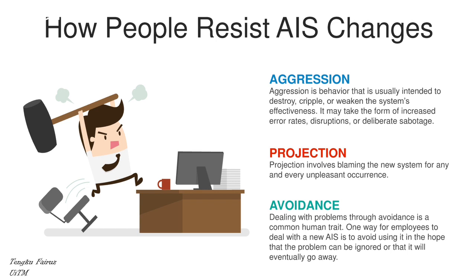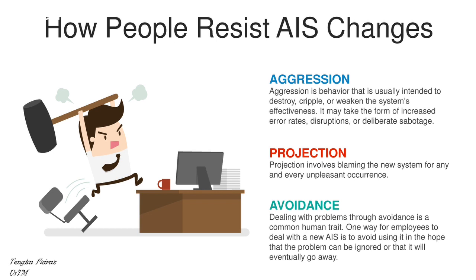And then the other major resistance is projection. So this involves blaming the new system. Okay, so they sort of blame the new system, or they make the new system their scapegoat. Okay, so they say that the new system is very unpleasant, so they influence the users to reject the system. Okay, and then the other major resistance is avoidance.